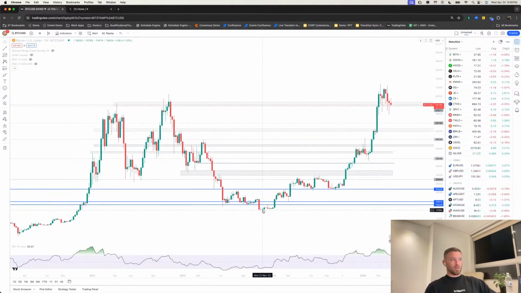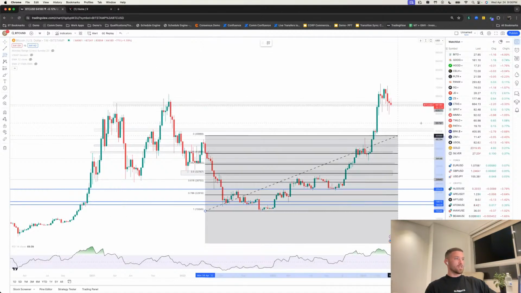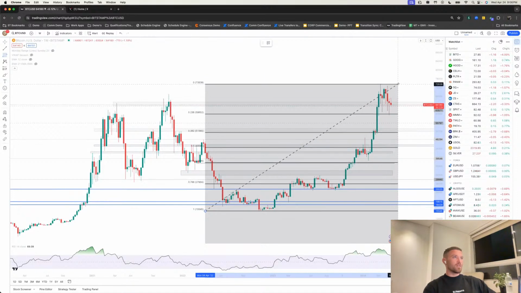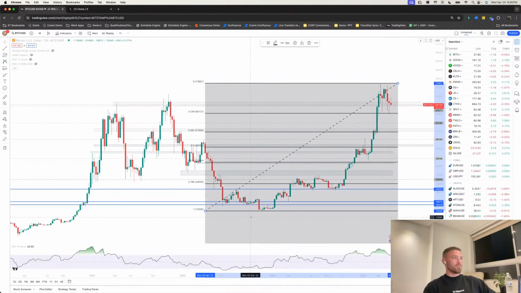So from the bottom here, when we start picking up this trend, what are we looking at here? Roughly a 23% pullback from the bottom to the top.